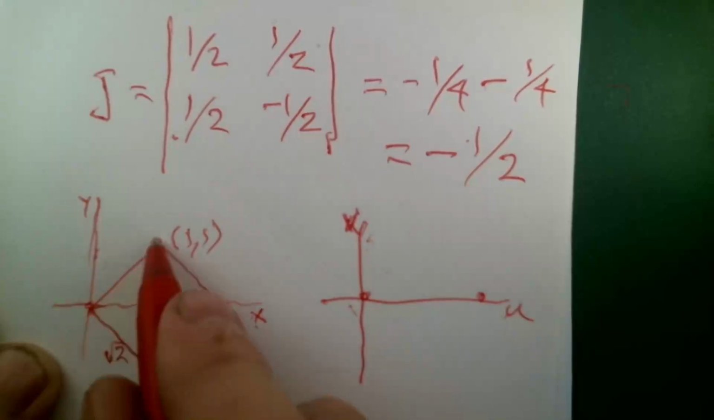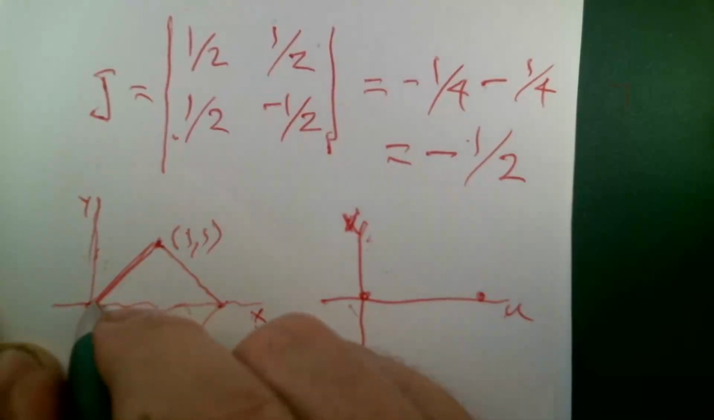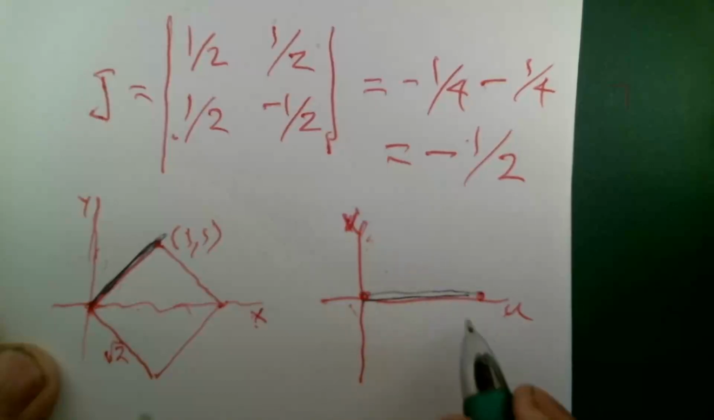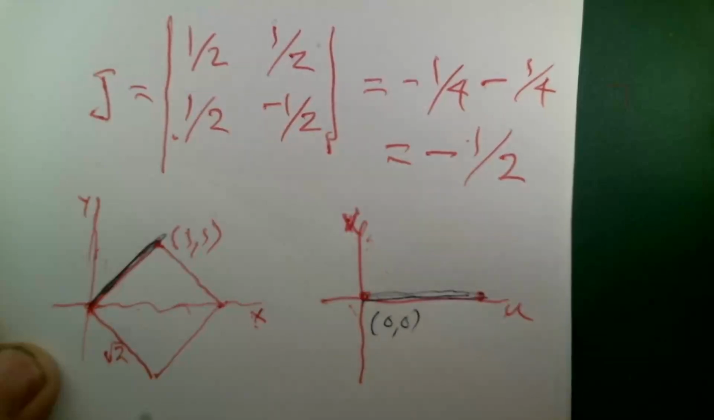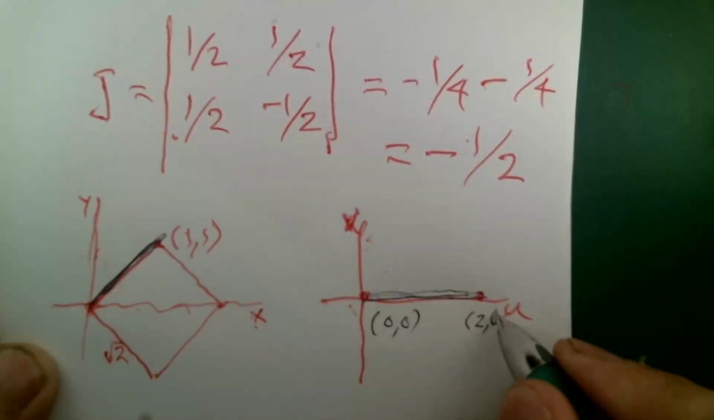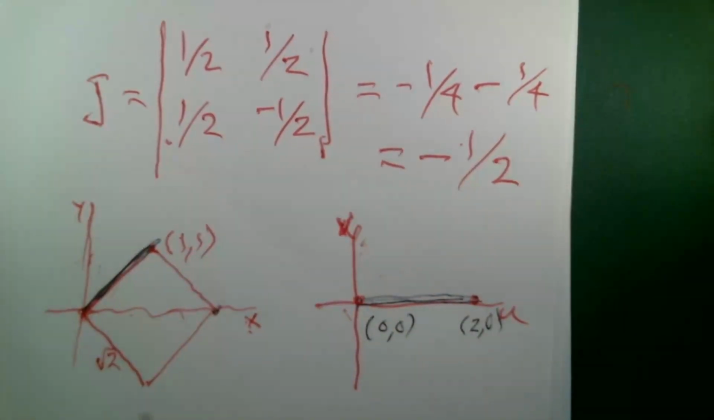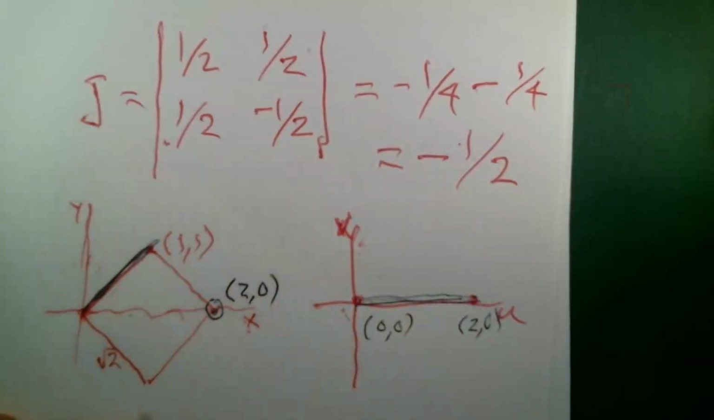So 1, 1, this leg, and we can do it in a different color. That leg ends up right there. The leg between 0, 0 and 1, 1 becomes the leg between 0, 0 and 2, 0. What about this point? I don't think I have any other colors handy. That point has coordinates 2, 0. No, it's black also. I'm unlucky. Anyway, what happens to that?